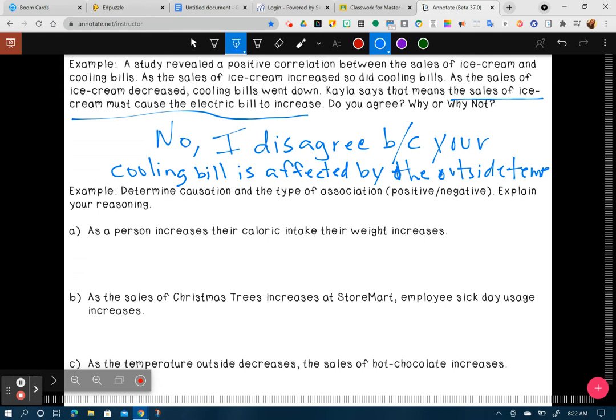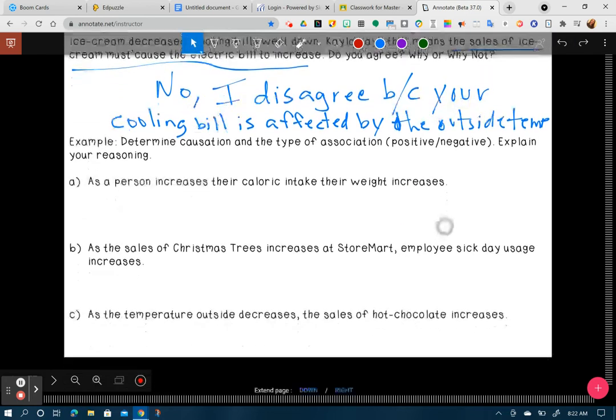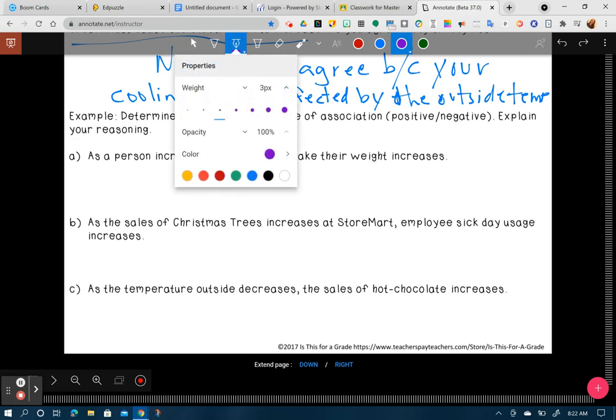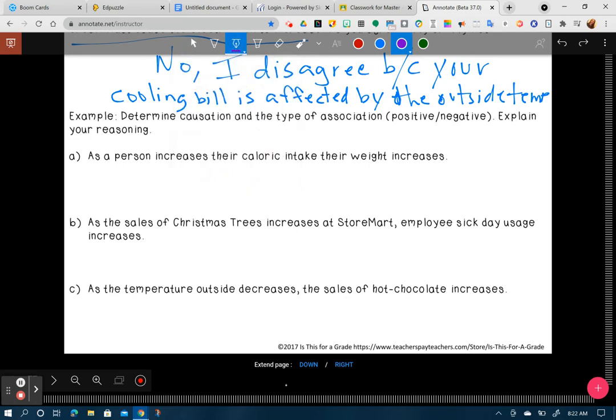Okay, so the next example. Determine the causation and the type of association, positive or negative. Explain your reasoning. Okay. As a person increases their caloric intake, this is calories, okay, their weight increases. So do you think that because a person increases their calories that they eat, okay, then their weight increases? So what type of association or correlation would this be? Well, if both of them increase, that would be a positive correlation.